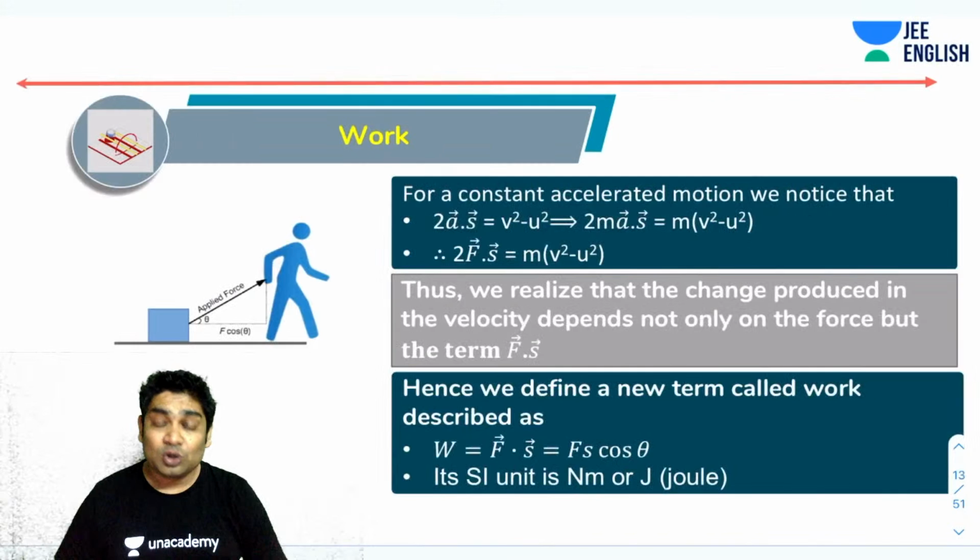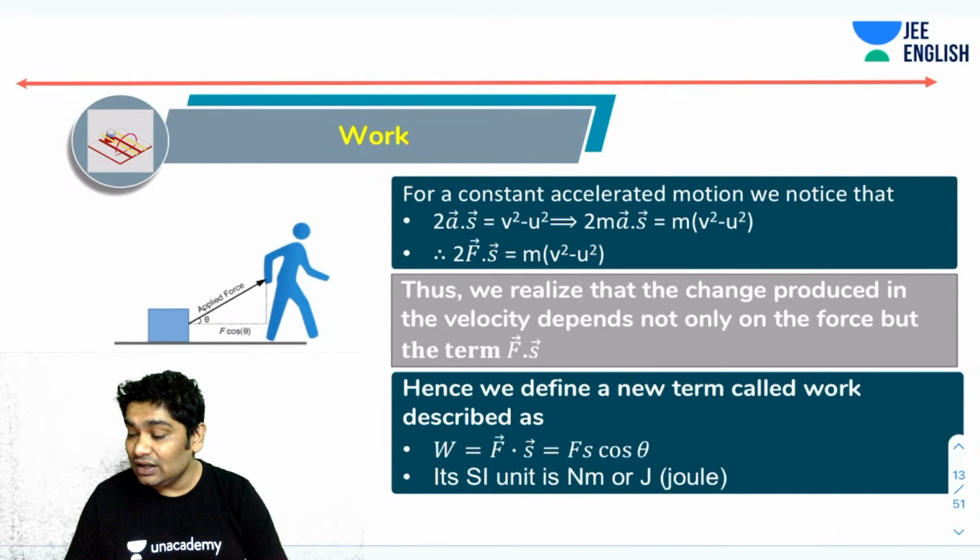Okay. So talking about work, you will realize that constantly accelerated motion is governed by an equation which is v square minus u square equals 2 a dot s. Now if you multiply both sides with m, then m times a becomes F according to Newton's law. So the equation that you have is 2 times F dot s equals m times (v square minus u square).